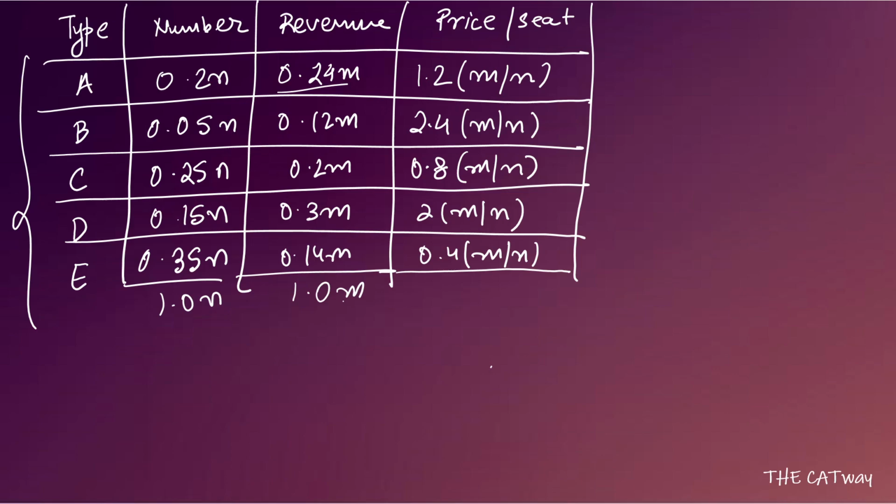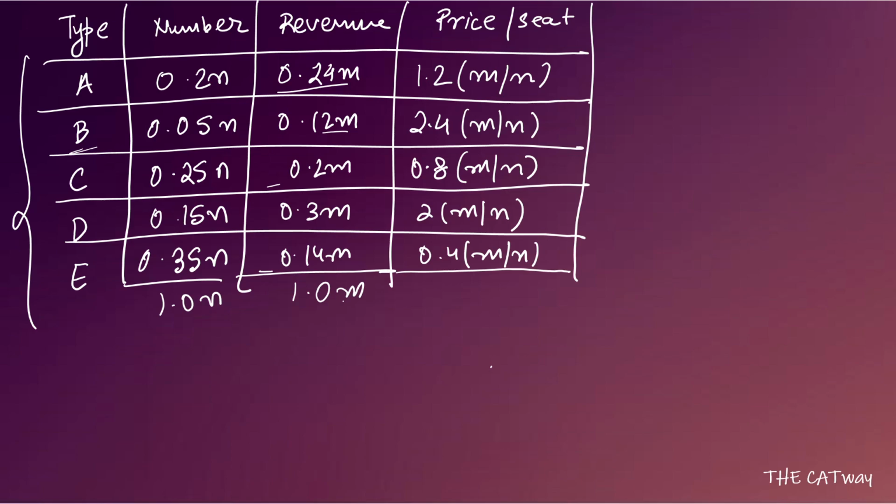Now each of them has to generate 24 rupees. Is it possible? It is not possible. Why? Because the maximum limit of B is only 12 rupees. So how can it generate 24 rupees? There is no chance that B, or even C, D, E, can generate 24 rupees, because their maximum capacity is capped at 0.12m, 0.2m and 0.14m.